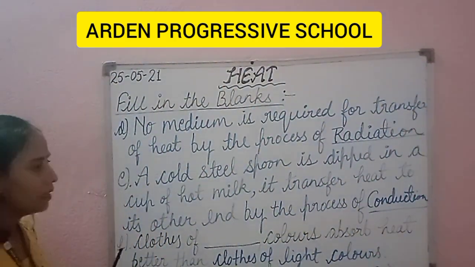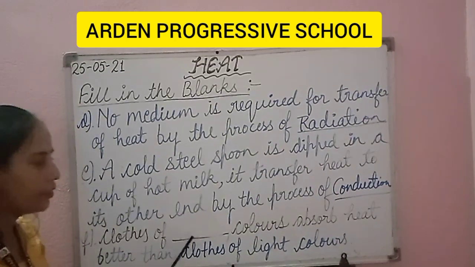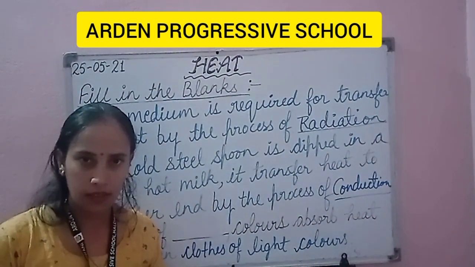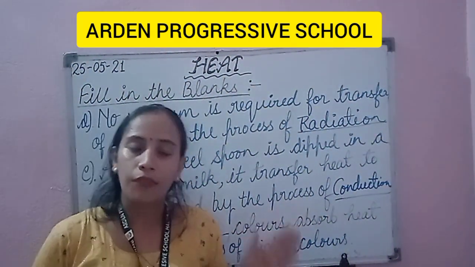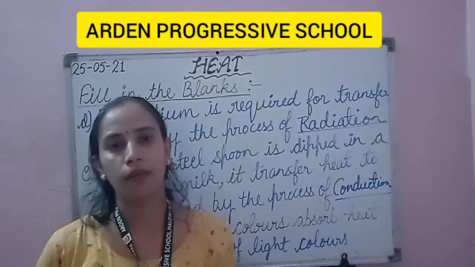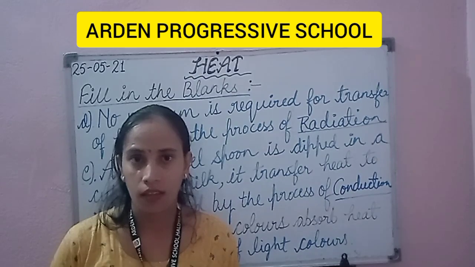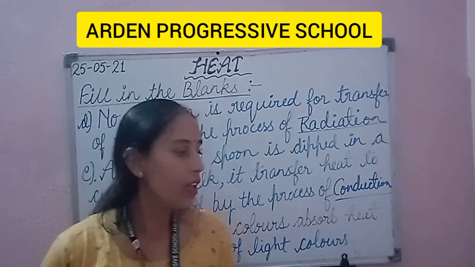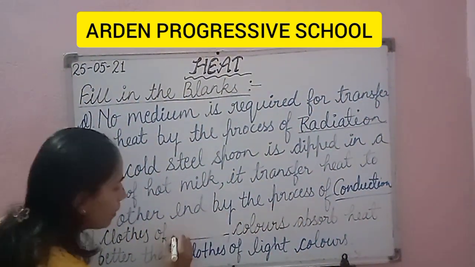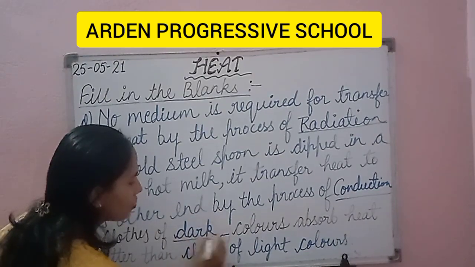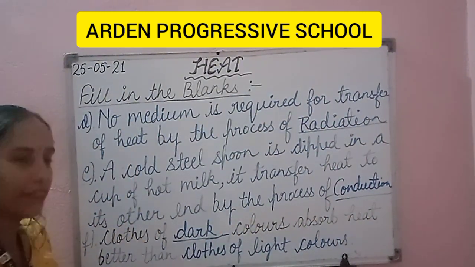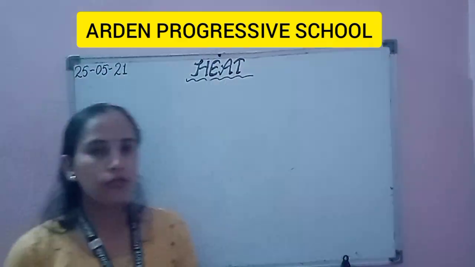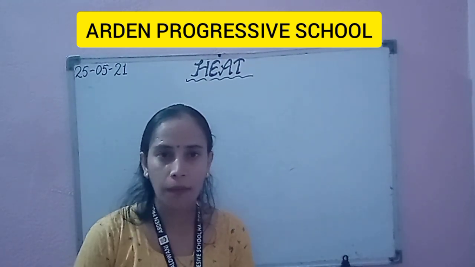Okay. So the last fill in the blank says: clothes of dash color absorb heat better than the clothes of light color. Students, as you know, we prefer to wear light color clothes in summer because they do not absorb heat, especially the white color, and the dark color absorbs heat. So the answer is dark color. The clothes of dark color absorb heat better than the clothes of light color. Clear? Students, question number 4 is match the following.